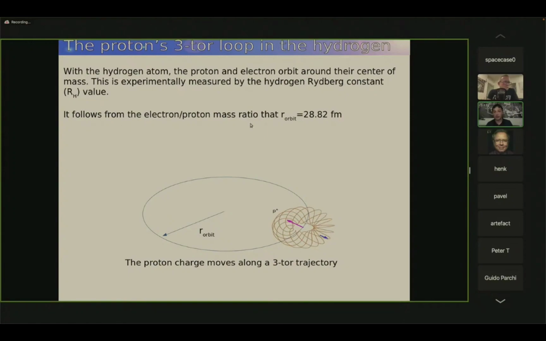And from the electron-proton mass ratio, it follows that the Bohr radius of the proton's orbit is about 28 femtometers. So what we can see here, and you have to use a bit of your imagination, is that the proton charge now moves along a 3-Tor trajectory. So it has its poloidal circle, then the toroidal Zitterbewegung circle, and finally the Bohr orbit circle.